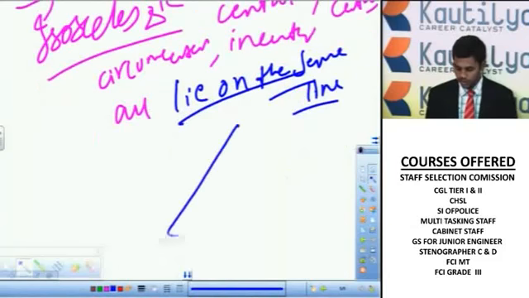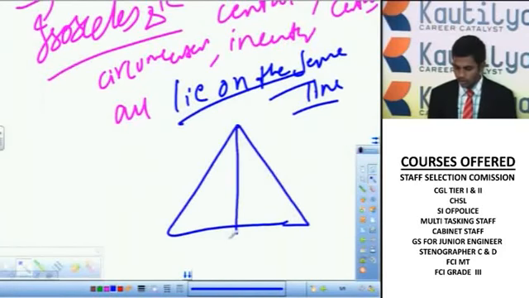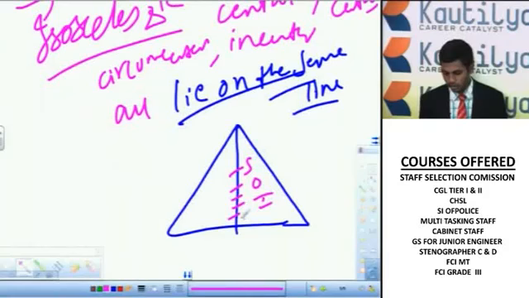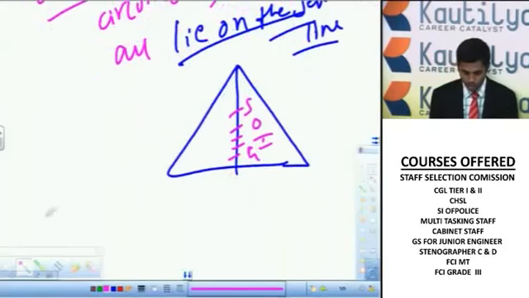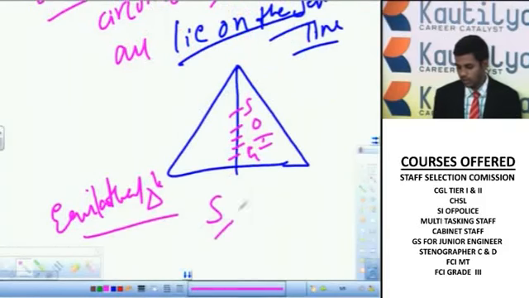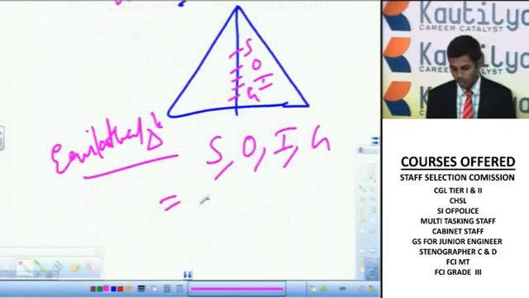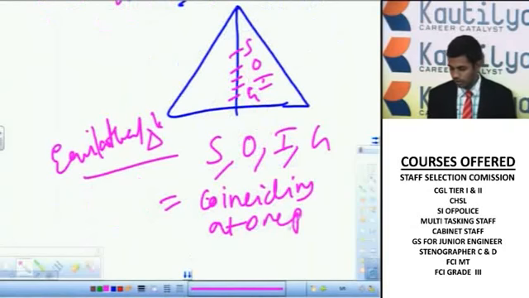Suppose this is a triangle and this is a particular line. The circumcenter, orthocenter, incenter and centroid will be lying somewhere on the line depending upon the given positions. They will be lying on the same line, but they will not be coinciding with each other. Whereas in an equilateral triangle, the circumcenter, orthocenter, incenter and centroid are all coinciding at one point only.